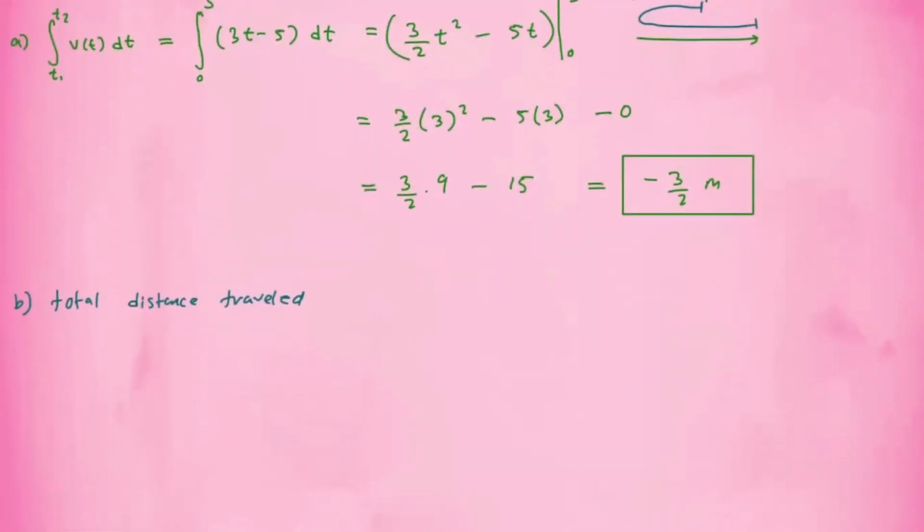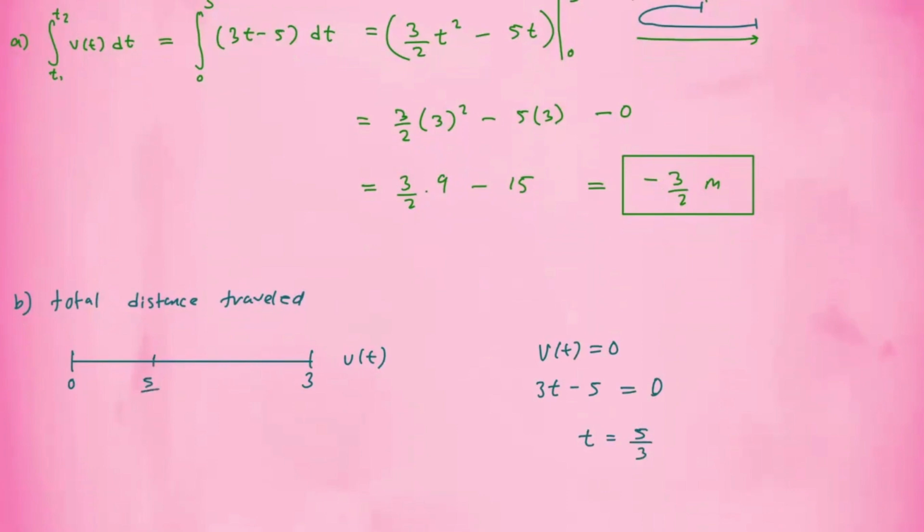So let's see, where is the velocity function negative within this interval? So here's our interval from 0 to 3. We're going to be looking at the velocity function. Where is it negative? So first, let's find out where it is equal to 0. So I simply take my function v of t and set it equal to 0. Then t would give you 5 over 3. So 5 over 3 is about 1.6. So let's say it's right here. So that's when it is at rest.